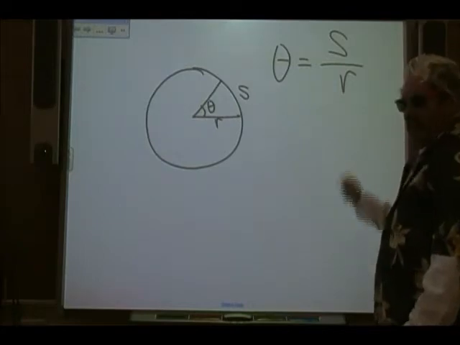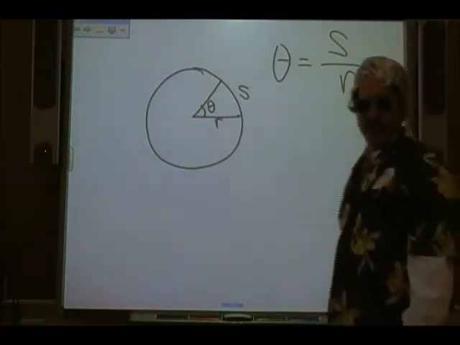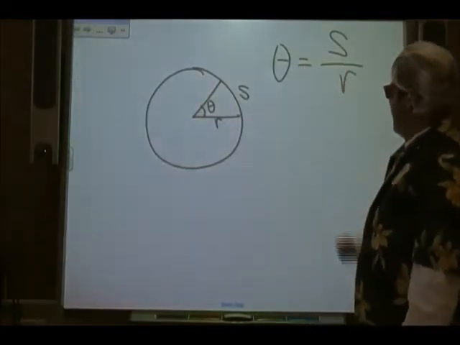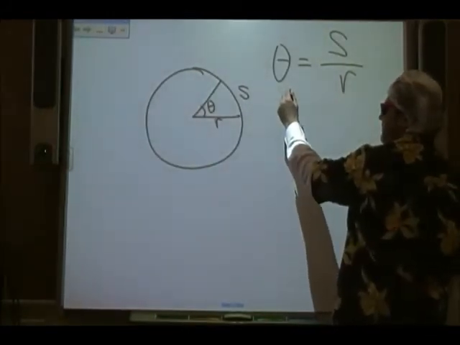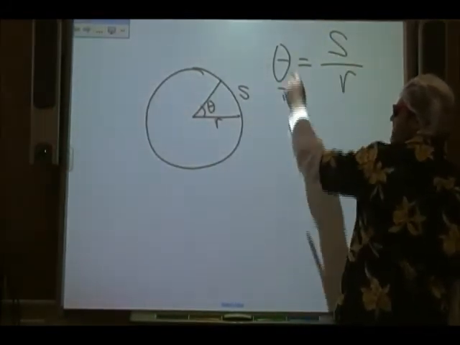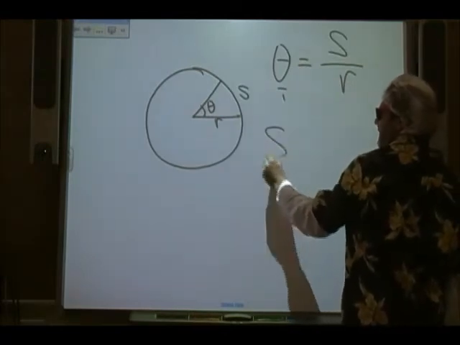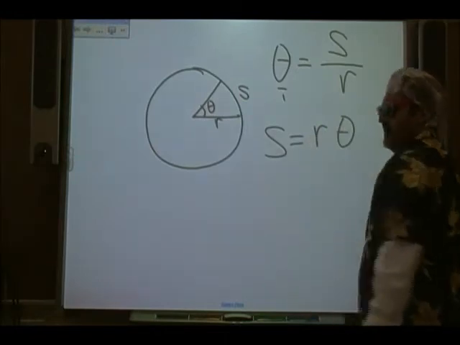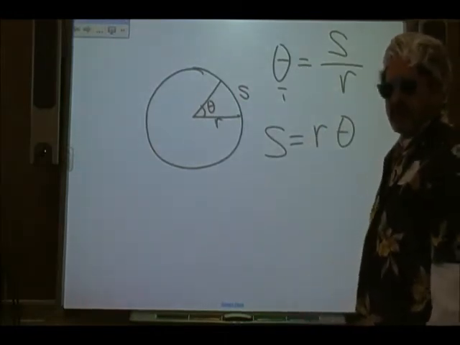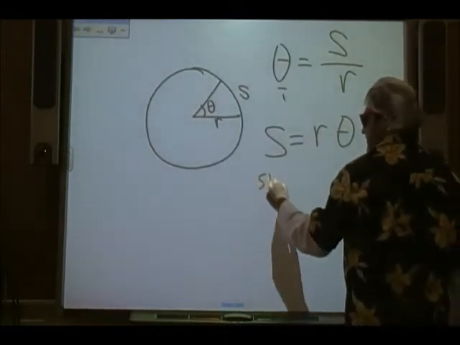But if you notice, you'll have to memorize this formula, okay? What I found out is that you can also do this, put it over 1, cross multiply, and you get S equals R theta. And some teachers have you memorize it as standing room only.